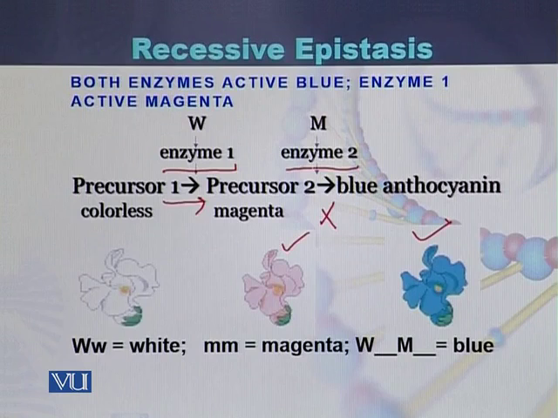This is magenta. Precursor 1 will be converted into precursor 2, where colorless will be converted into magenta, and magenta color will not be converted into blue anthocyanin. While if enzyme 1 also does not work, then the color of the flower will be white. So the white flower will have the recessive genotype. Magenta will have the recessive form of the second gene, while in case of blue, gene 1 is in dominant form, and gene 2 is also in dominant form.